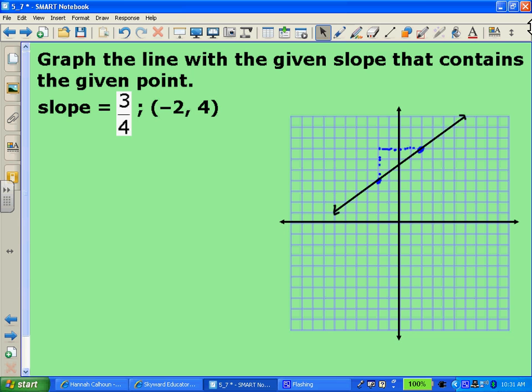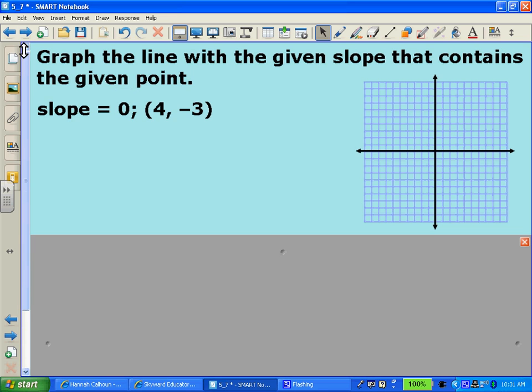And now that I have 2 points, I can make a line. Okay, so that's kind of the first thing you'll see today: here's the point, here's the slope, graph the line.